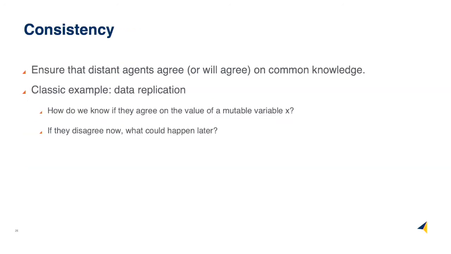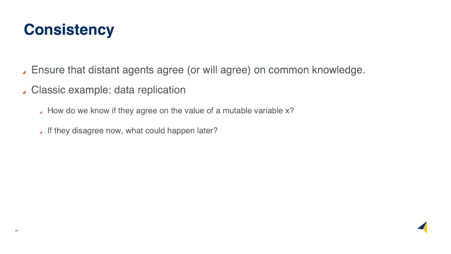OK, so consistency, to just dwell on it a bit more, it's the idea of ensuring that agents that are at a distance agree, or will at some point agree, on common knowledge. It's that simple, all right? And the classic example of this, the one that's always used in these discussions, is data replication.